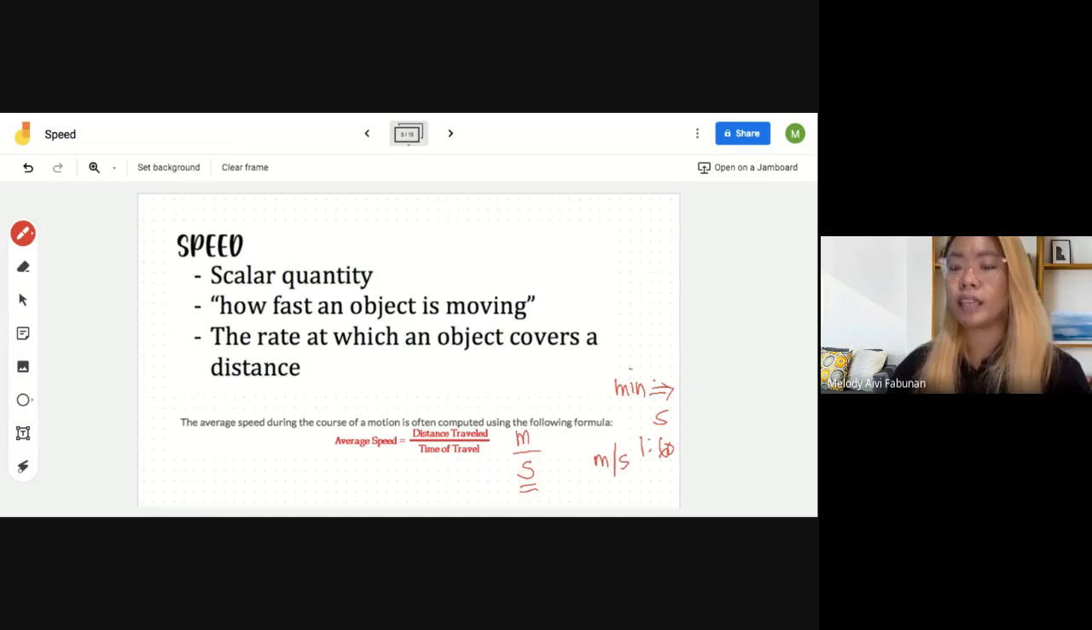When it comes to distance, it's very common that it's already given in meters, but sometimes kilometers are given. Again, you have to convert it back to meters first. And for time, it's very common that minutes are given, so please do not forget to convert time from minutes to seconds first.